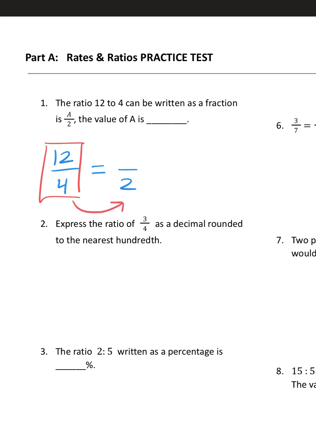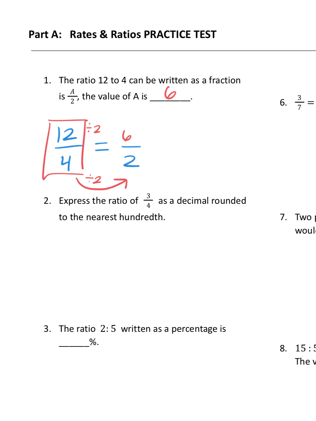So to go from 4 to become 2, I would need to divide 4 by 2. 4 divided by 2 gives 2, and 12 divided by 2 gives 6. So the correct answer for question 1 would be 6.